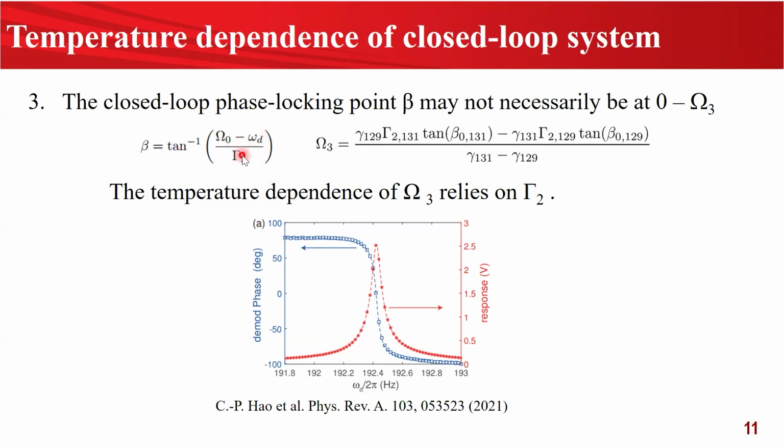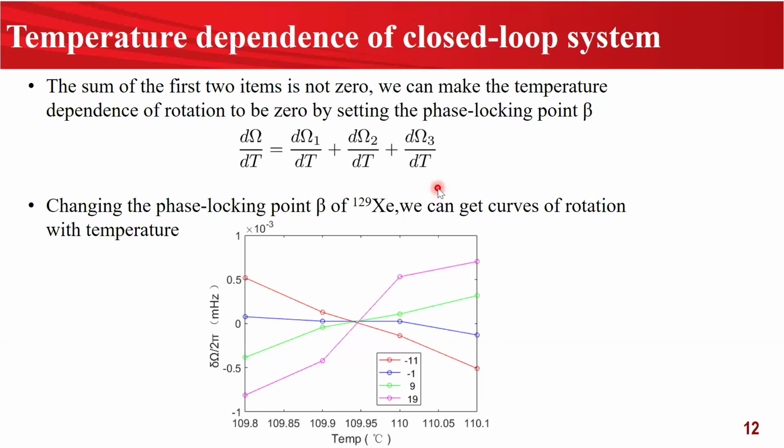Gamma-2 is the relaxation time of the xenon atoms, which is temperature dependent. So you can see from the expression of omega-3 that the temperature dependence of omega-3 relies on gamma-2. Therefore, omega-3 is also temperature dependent. So we have three temperature dependent items in our rotation. And the temperature dependence of the whole closed loop system can be expressed like this. We can make it 0 by tuning the phase locking point beta.